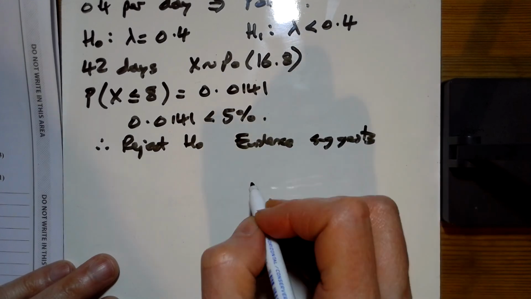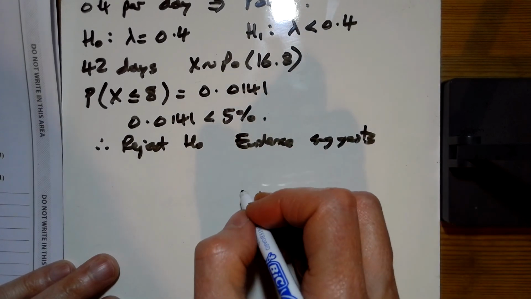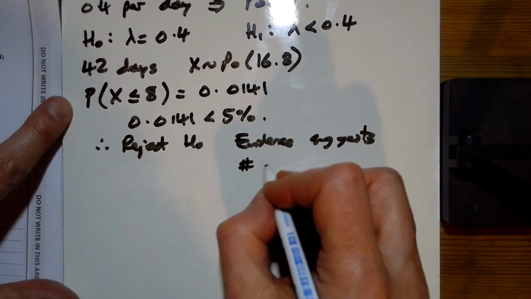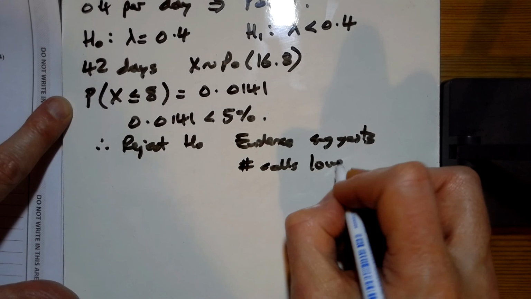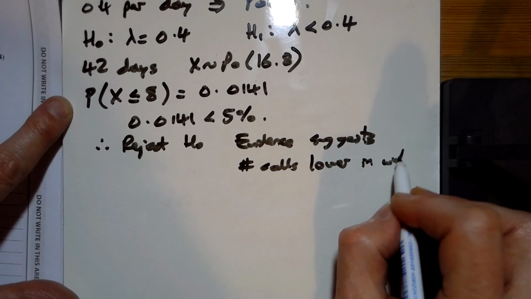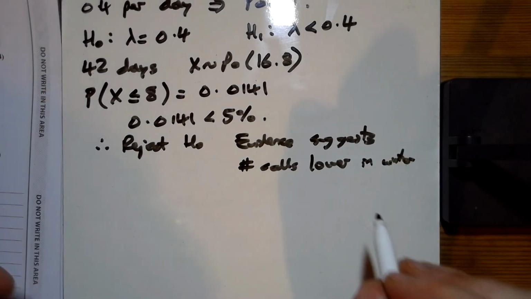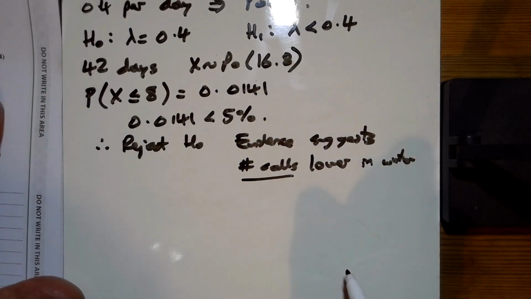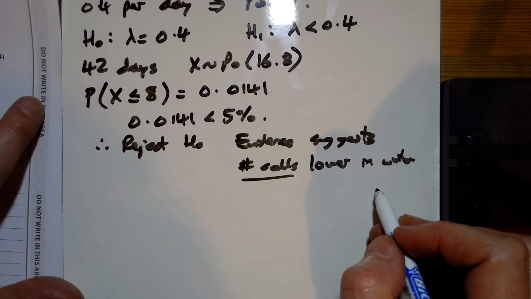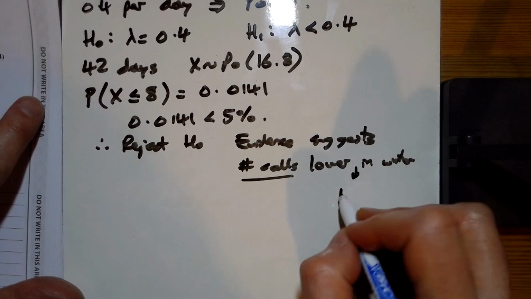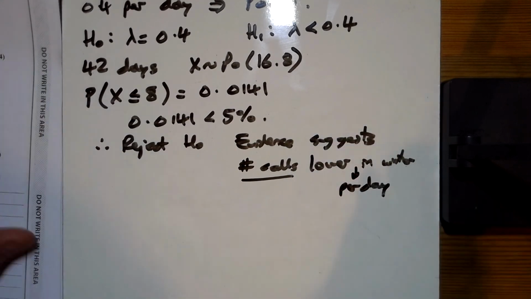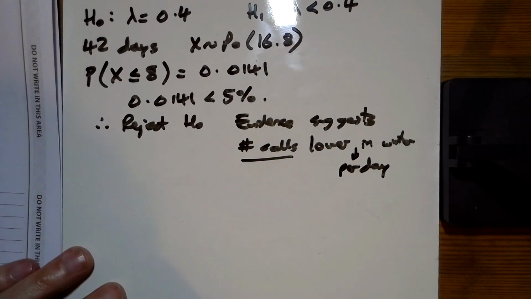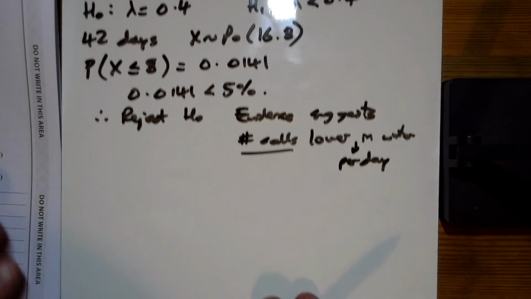Evidence suggests, what are they saying? Evidence suggests lower in winter. Yeah, the number of calls lower in winter. Now I'm summarizing for the video, but you copy exactly what it says. The number of calls, it has to say the number of calls, and it has to say per day. The number of calls lower per day. Both things need to say there. Just copy exactly what it says there. Don't take any shortcuts as you do that.